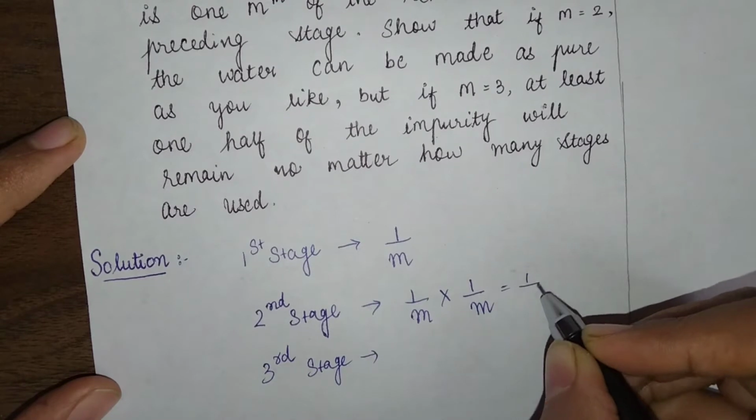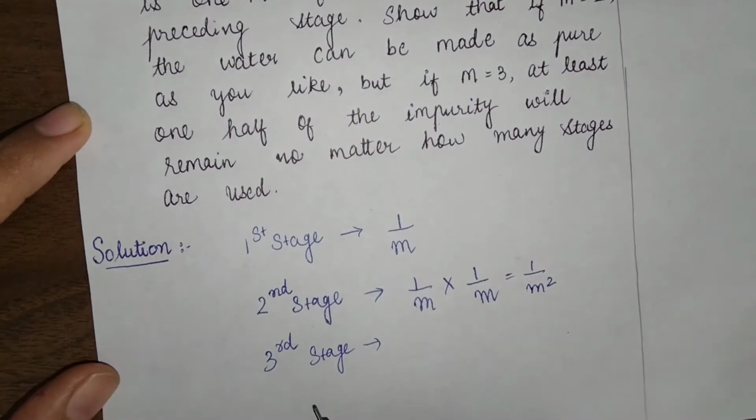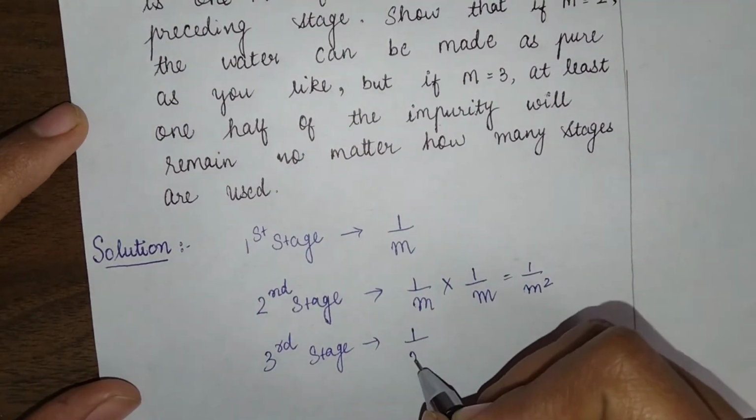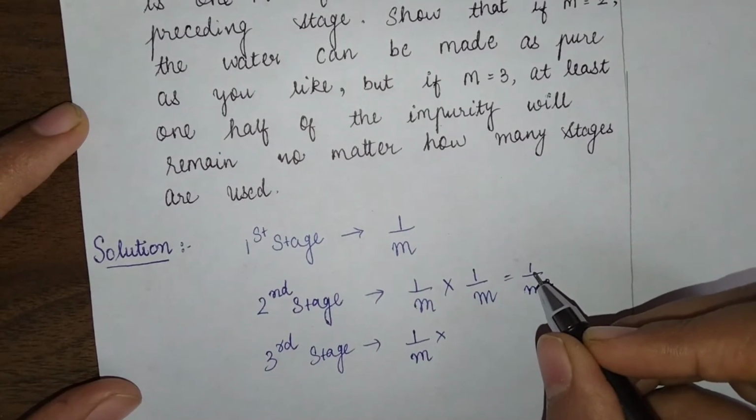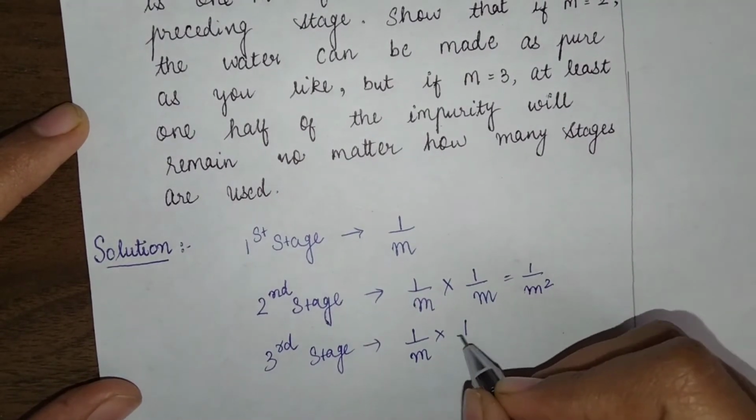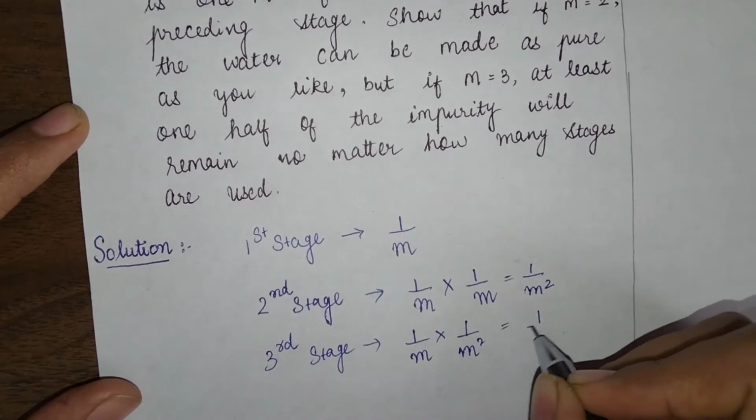The third stage, it is 1 by m square. Again 1 by m into the preceding stage, the previous stage's value, so 1 by m into 1 by m square, that is 1 by m cube.